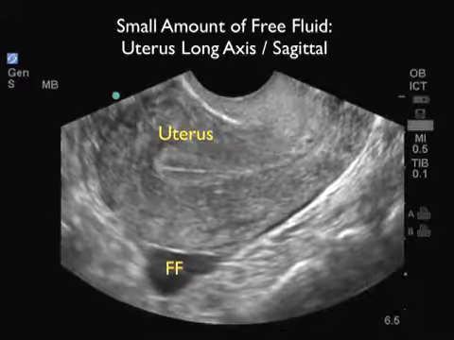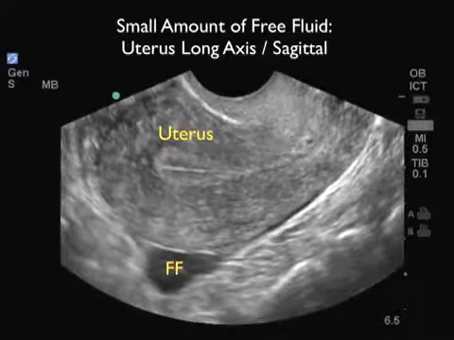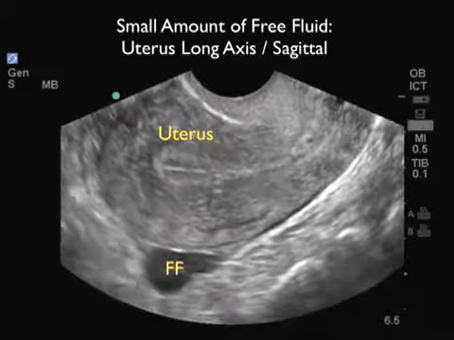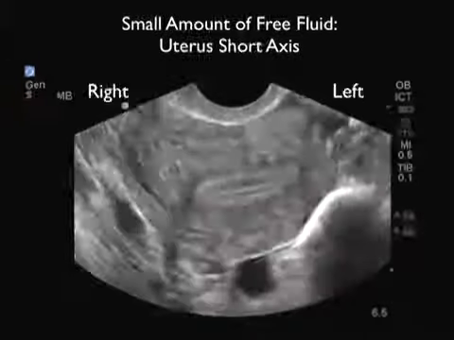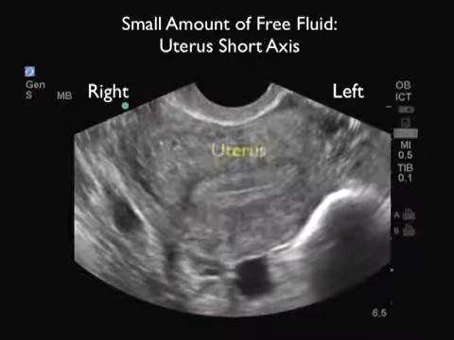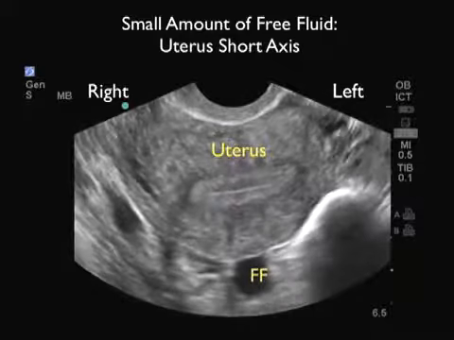And we can see here that this is tracking less than 1/3 up the posterior wall of the uterus, thus defined as less than 1/3 or a small amount of free fluid. In the next step, we'll orient the probe in a short axis configuration. So now we're cutting the uterus in cross section.